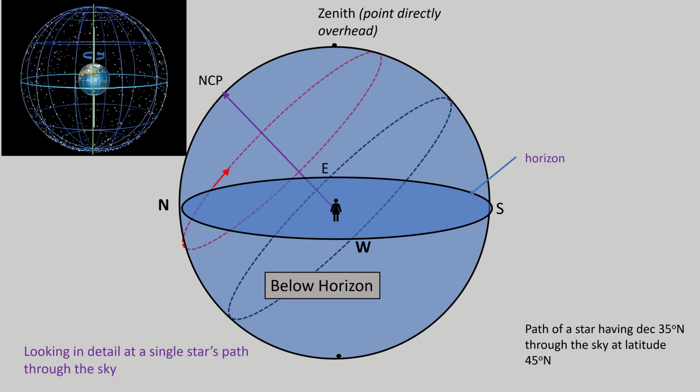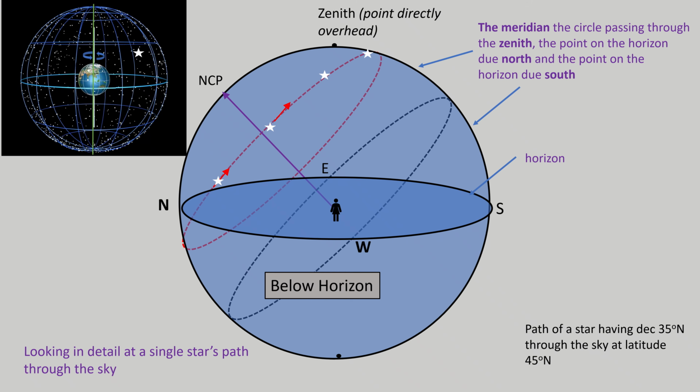Okay, let's look in detail at the path of a star having declination 35 degrees in a place with latitude of 45 degrees. You see the star rises in the east, moves higher in the sky, reaches its highest point when it crosses the meridian, which is an imaginary circle joining the zenith, the highest point in the sky, to the north and south directions. It then descends and finally sets in the west.